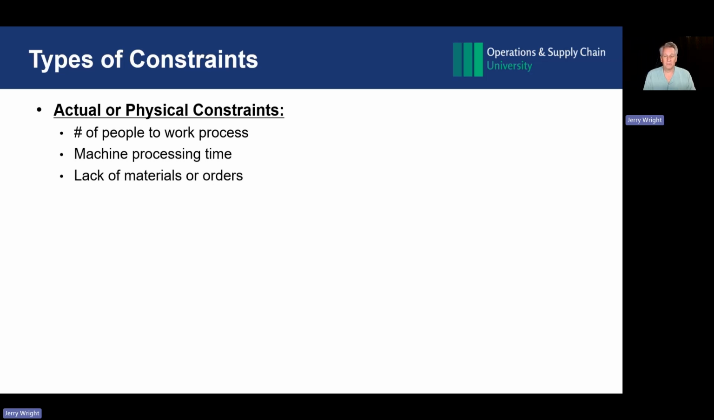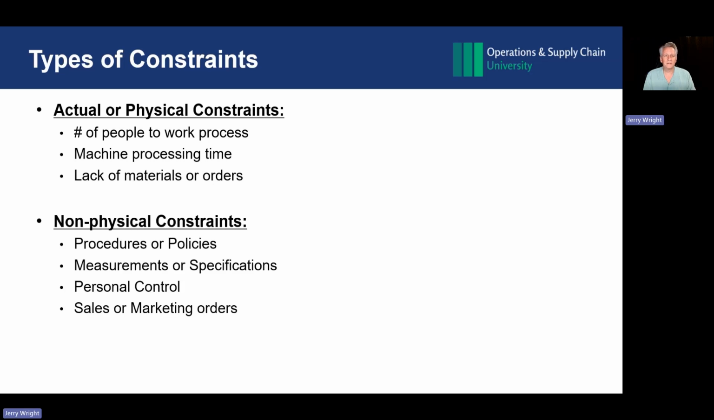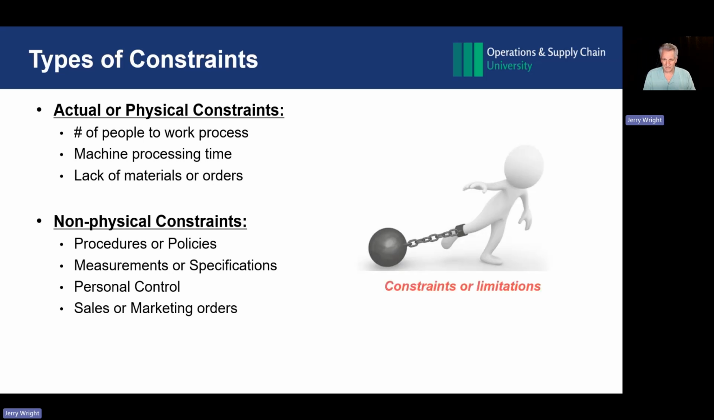What if you don't have any materials or orders? That can be a physical or an actual constraint. You can also have non-physical constraints. You can have policies, procedures, certain measurements or specifications. Maybe you have a person with a personal control issue, or maybe you don't have enough sales or marketing orders. Those are non-physical constraints. We need to figure out what the constraints are and figure out how to work through those or break them.